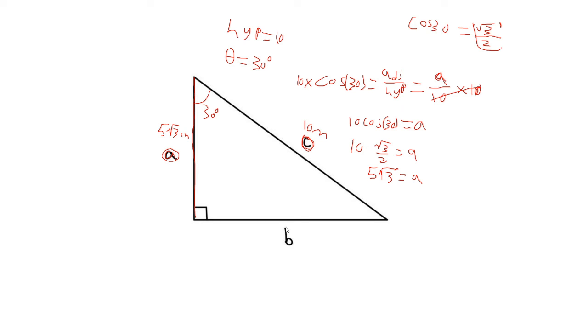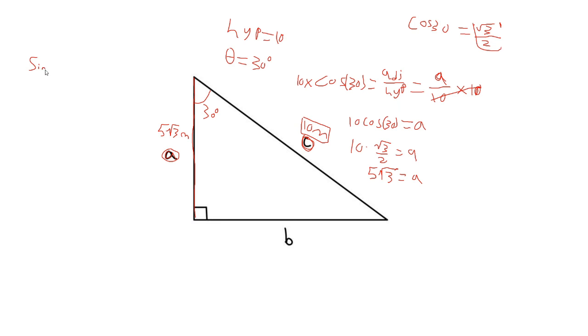Now let's find B. So we can do the same steps as before, and we can use either tangent or we can use sine. We could use either of them and they would both give us the same answer, but since this 10 meters is a nice rational number, unlike 5 square roots of 3, we're going to want to use the ratio that deals with the hypotenuse, which is sine. So we're going to do it over here.